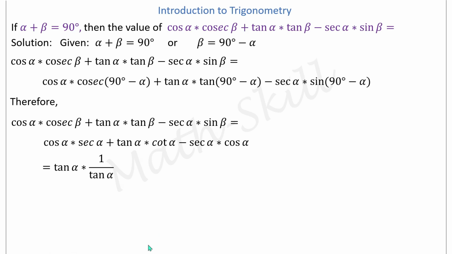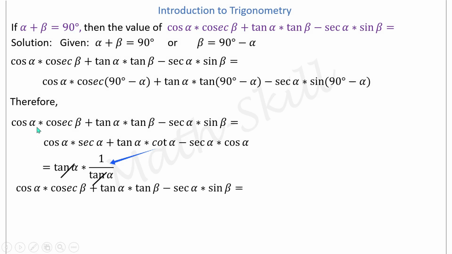In place of cot alpha, which is the reciprocal of tan, we make a replacement as 1 by tan alpha. That is tan alpha multiplied by 1 by tan alpha. Now tan alpha in the numerator and tan alpha in the denominator would get cancelled. We would be left with only the number 1. Therefore, the LHS, cos alpha multiplied by cosecant beta plus tan alpha multiplied by tan beta minus secant alpha multiplied by sin beta, is equal to 1.